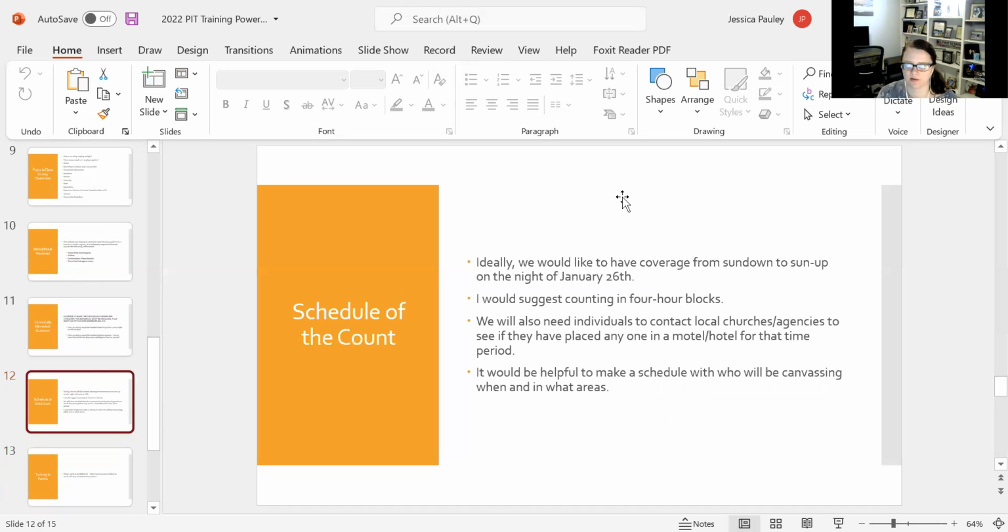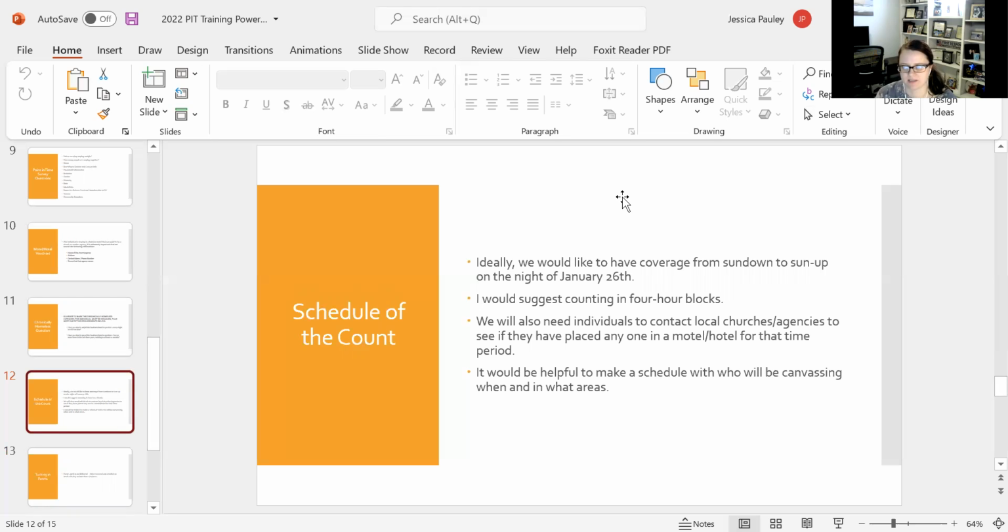Our schedule of the count, we will be doing our point in time count on January 26th. Ideally, HUD would like us to have coverage from sundown to sun up. We suggest counting in 4-hour blocks, but however works for your agency, you can work with Paige on that to get that figured out. Before the count, we also need individuals to contact those local churches and agencies to see if they have placed anyone in a hotel or motel for that time period.